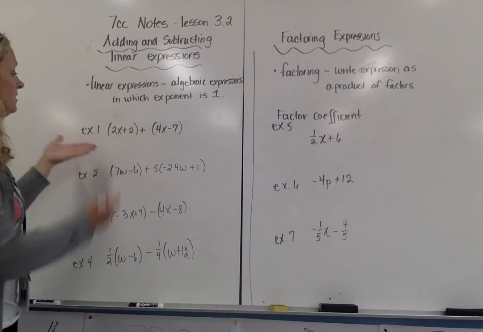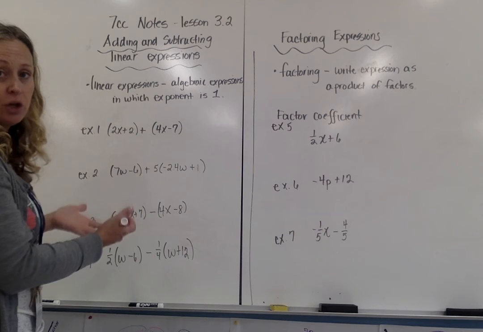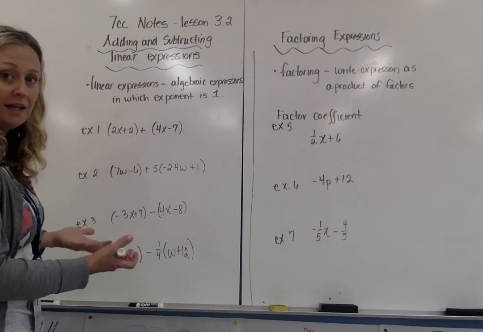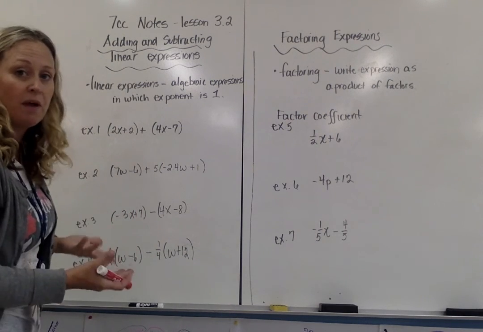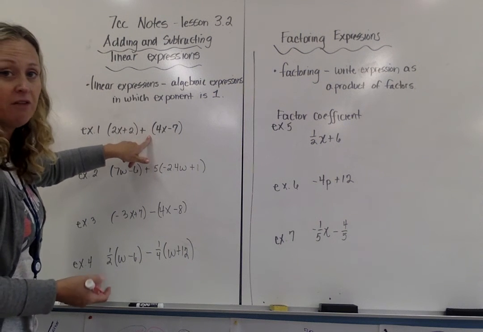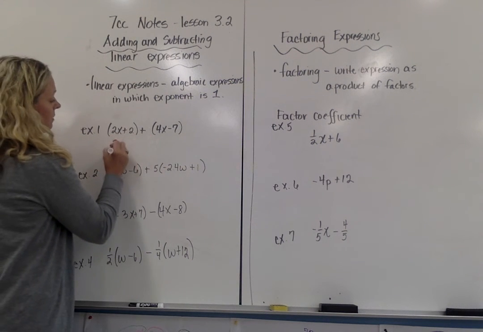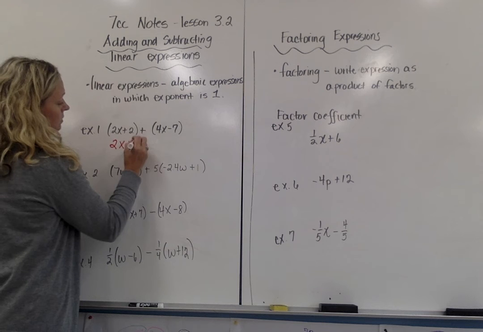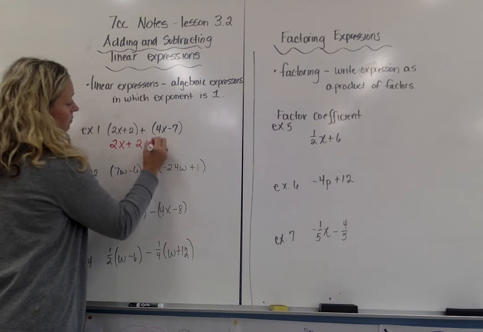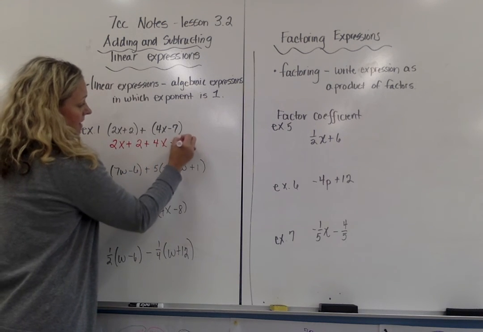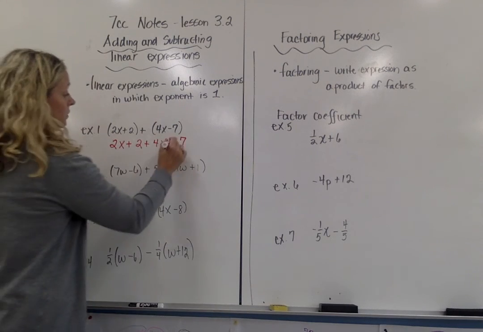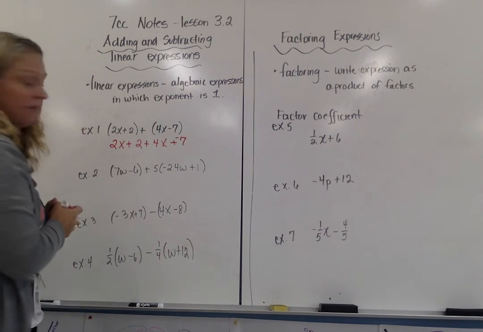When I go ahead and do this, this is the same thing as combining like terms. So I simply just rewrite the two quantities without parentheses because there's nothing in front of them to multiply. So I simply rewrite it 2x plus 2 plus 4x minus 7. Some of you are going to want to do it plus negative 7 so you don't mess your signs up.